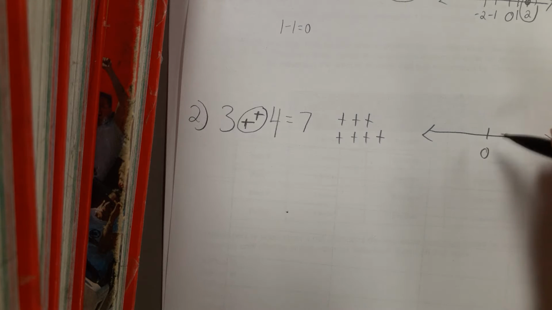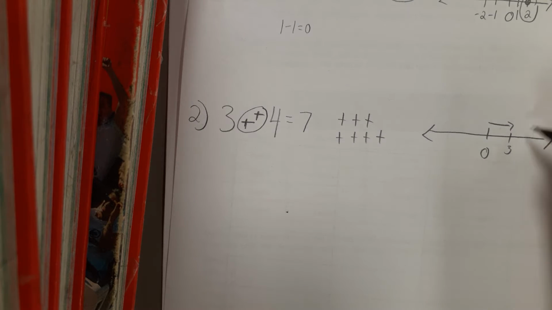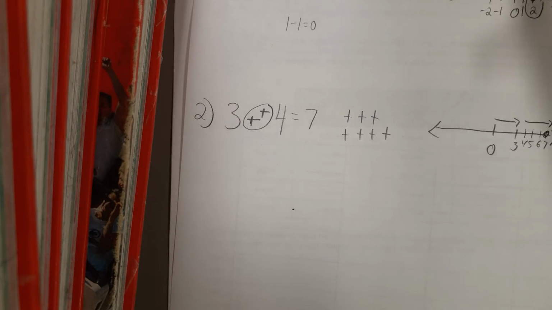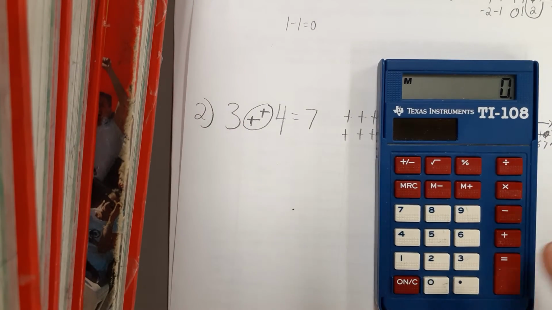Start at 0. Go up 3. And then go up 4 more. 4, 5, 6, 7. And that lands on 7. Okay? You can use your calculator.